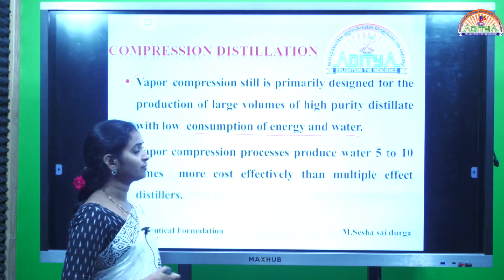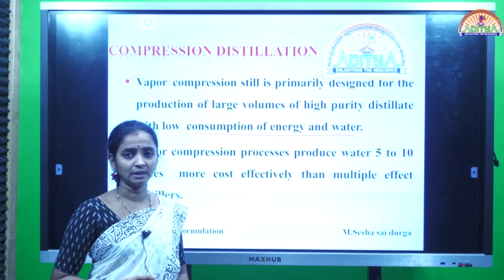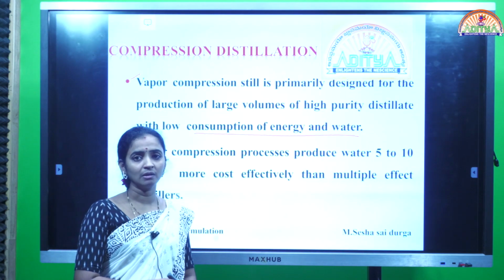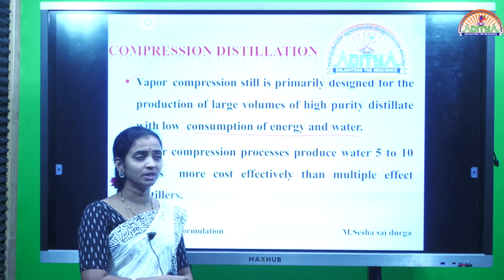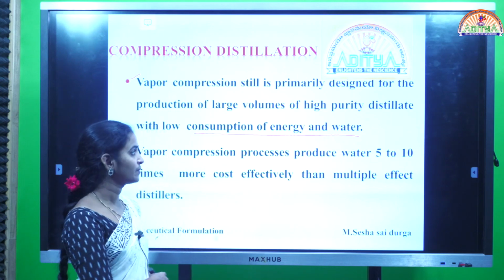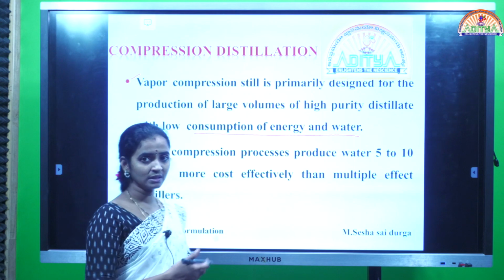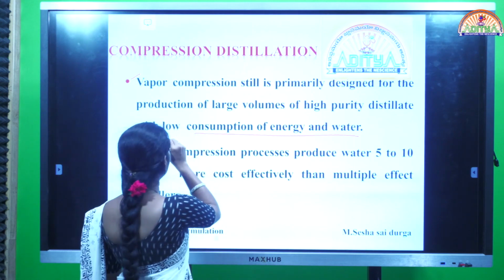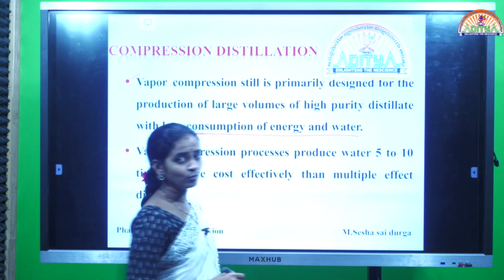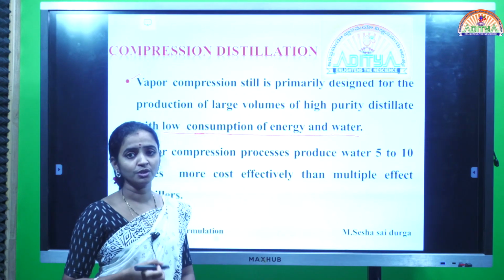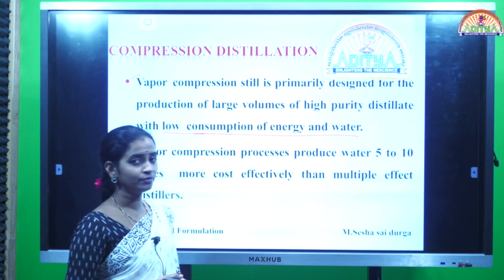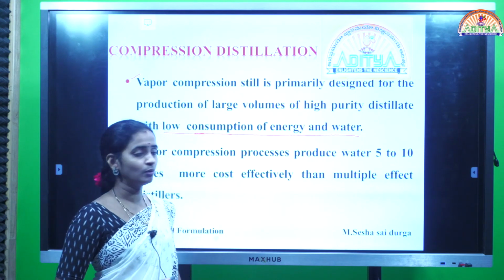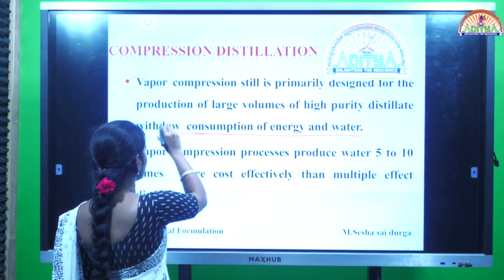So which type of compression still we are using? That is nothing but vapor compression still. So vapor compression still will be used for the distillation of the potable water. And also here it is having one advantage, that is nothing but low consumption of energy and water. With the less consumption of the water and less consumption of the energy only we can purify the water. So that is one advantage here.